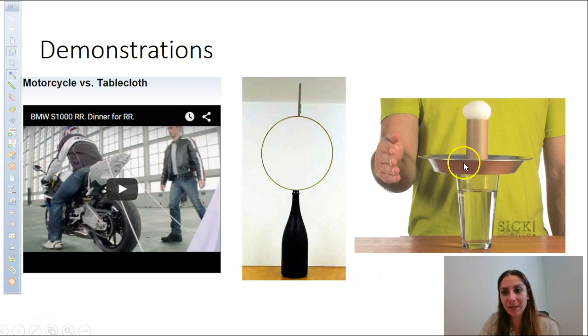Same thing here, if I remove this pan, object at rest will stay at rest, so that egg will actually stay there. If that were not true, the egg would go with the pan, but it doesn't. So we'll see the egg actually fall straight down here. It's a pretty cool demo. And this is actually fake, spoilers. This was actually just created with visual effects, but the tablecloth kind of demonstrates that as well.